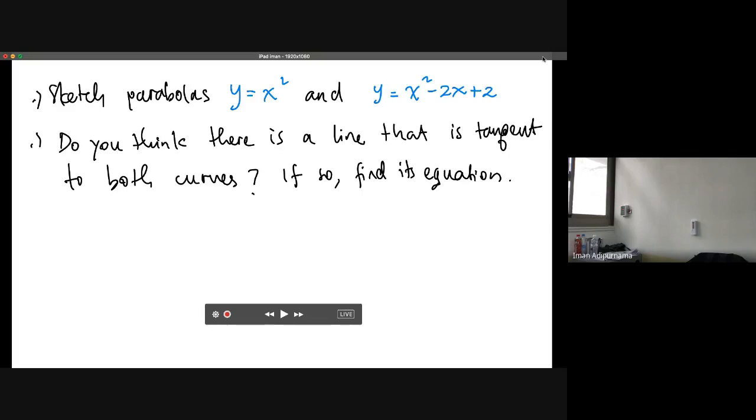Can you draw this one? The curve is actually the same, but just move the positions.